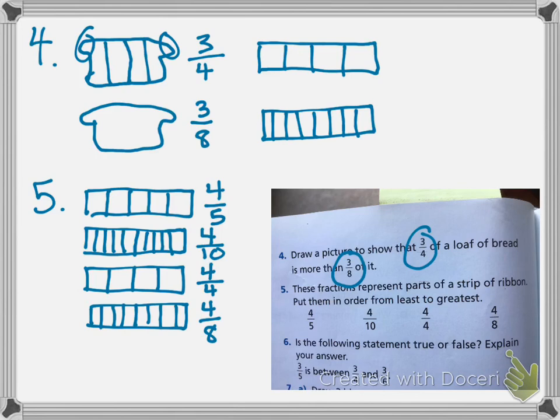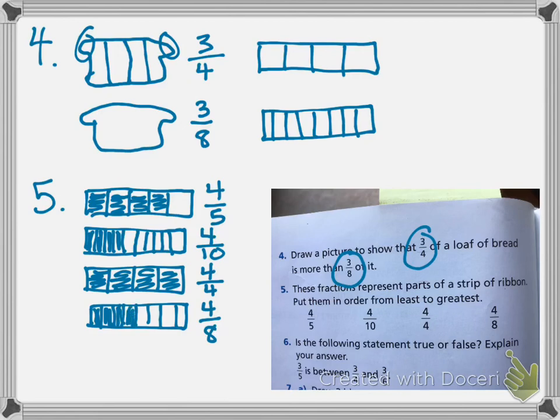Now, each one of these fraction strips has 4 out of the number colored in. So we're going to color in 4 sections on each fraction strip. 1, 2, 3, 4. 1, 2, 3, 4. 1, 2, 3, 4.